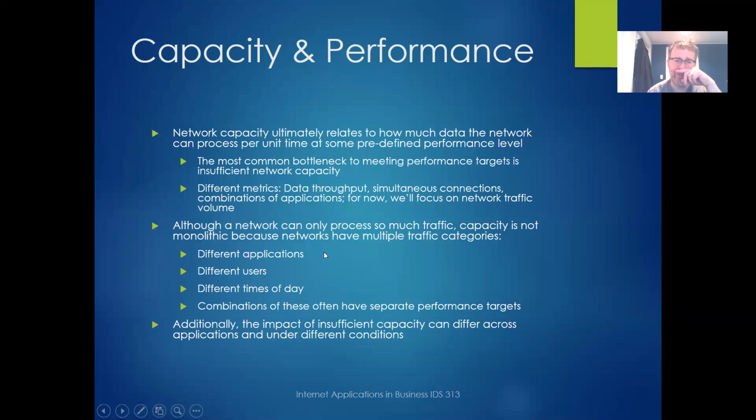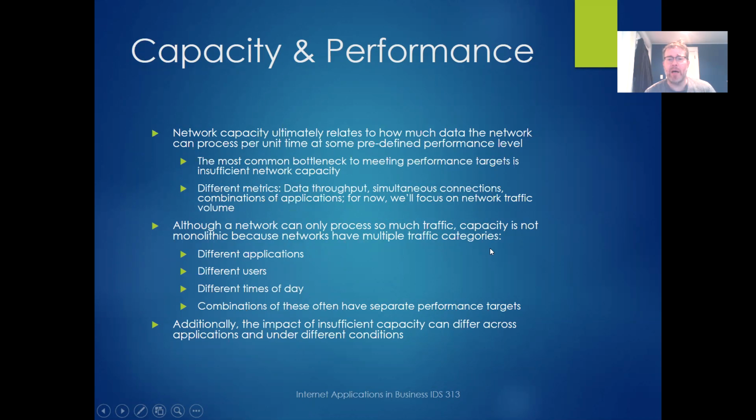But the problem is, there's a lot of different metrics for how capacity is measured. We could talk just in terms of the amount of data getting pushed through. We could talk about the number of simultaneous connections, different combinations of applications, and any mix and match of those various factors. But for now, let's just think of it in our heads. When we talk about capacity, we need the ability to send through a certain amount of data in a certain time. Now, again, a network can only process so much traffic. There is a hard upper bound on how much you can send through.